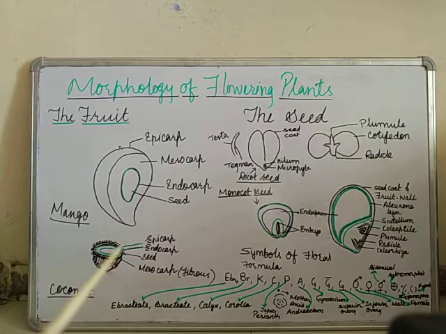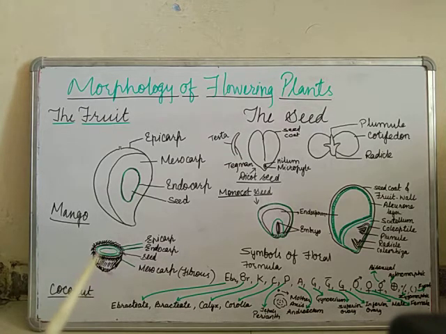Here you can see that is the epicarp. Next we have the fibrous mesocarp, the fiber-like structures that form the mesocarp. You can see the fibrous part. Next we have the endocarp, and that is the stony part, which is very hard. So the inner part is the endocarp. Now inside the endocarp there is the seed.